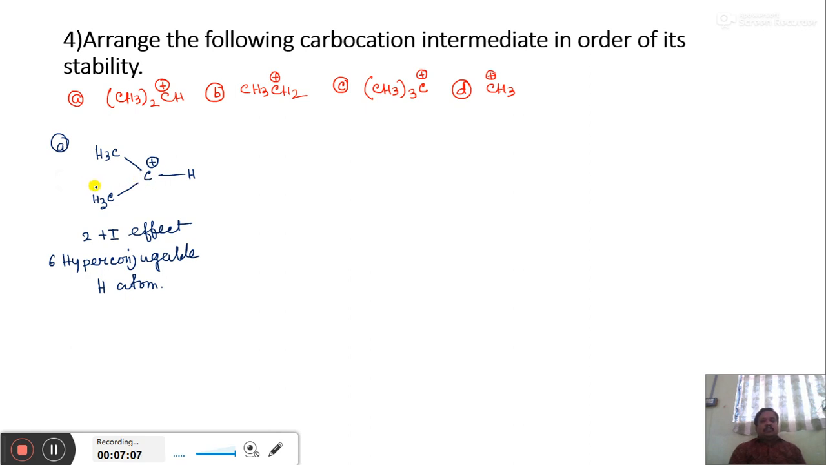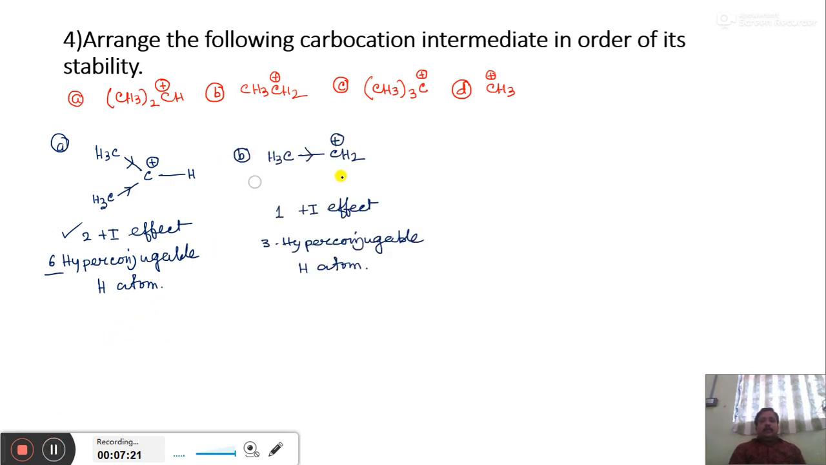In isopropyl carbocation, two methyl groups show 2 plus I effect, and with respect to C plus carbon, 6 hyperconjugate H atoms are present. In B carbocation, which is ethyl carbocation, one methyl group is present, 1 plus I effect. In ethyl carbocation, 3 hyperconjugate H atoms are present.